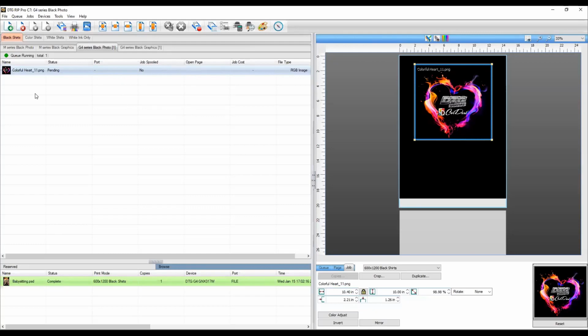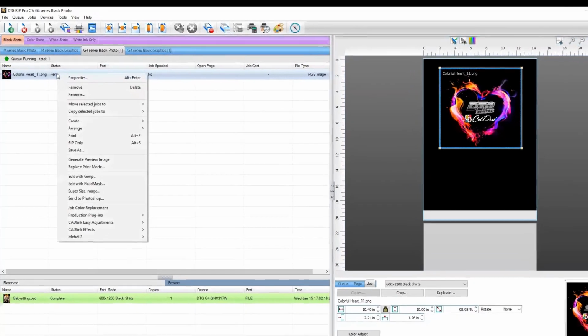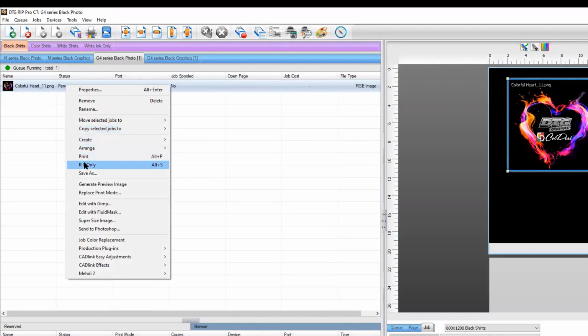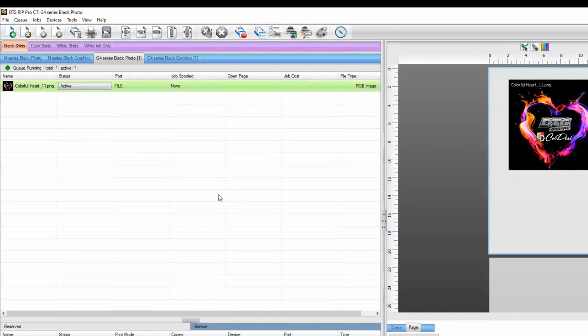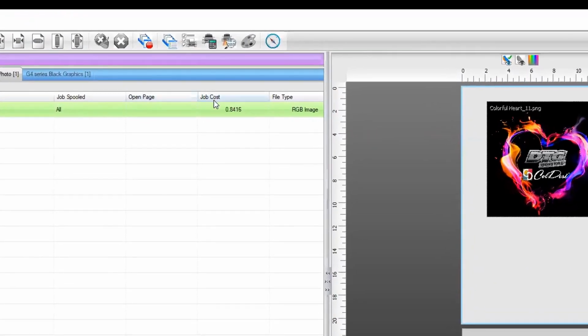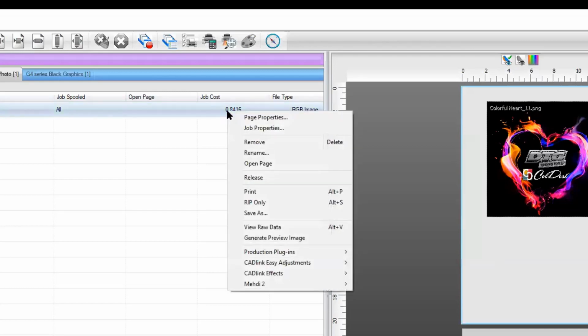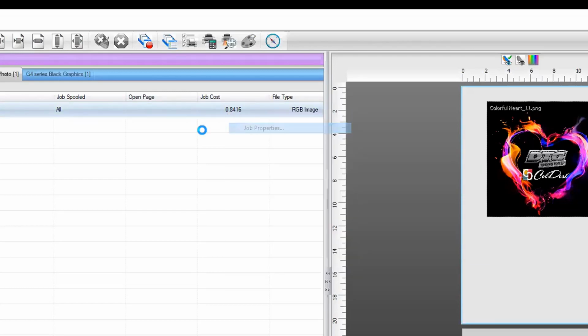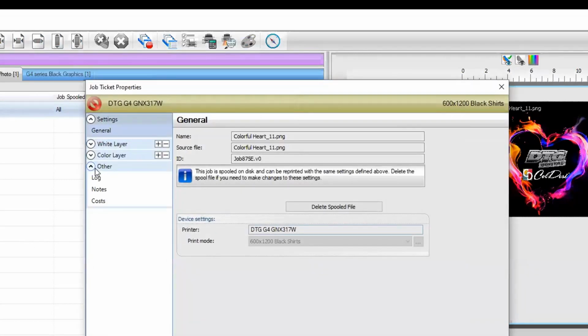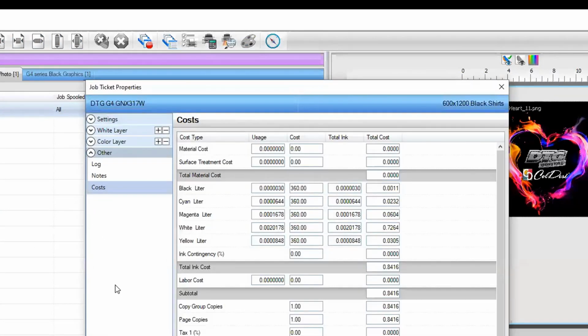So the first thing I'm going to do is something called rip only. What this is going to do is it's going to give us an idea of the total cost of ink in printing the shirt. Now you can see that the job cost is just around 84 cents. And for the next level, I'm going to right click and go to job properties and costs.